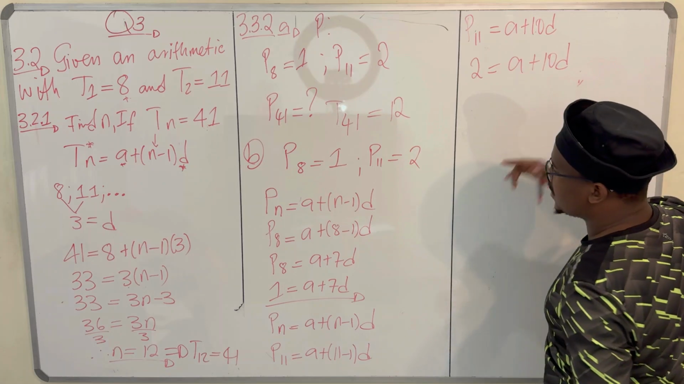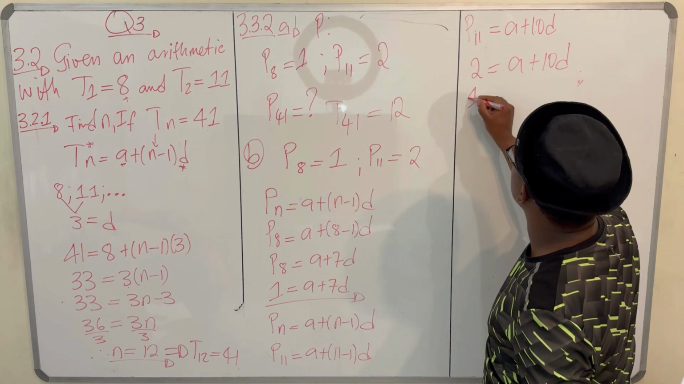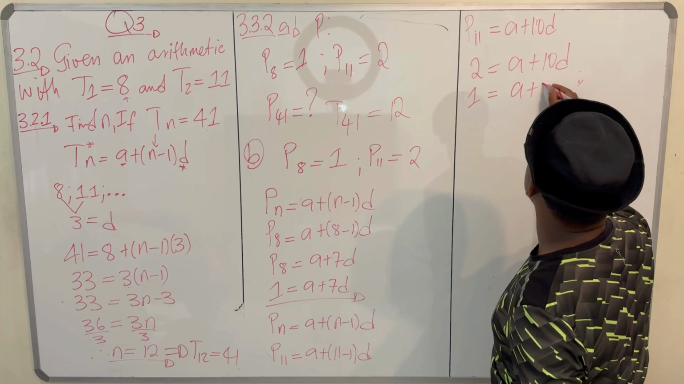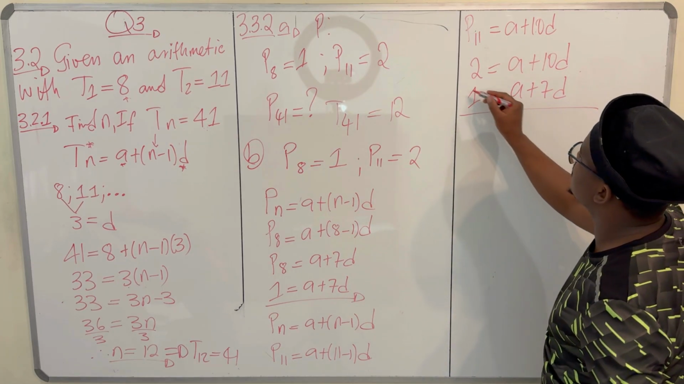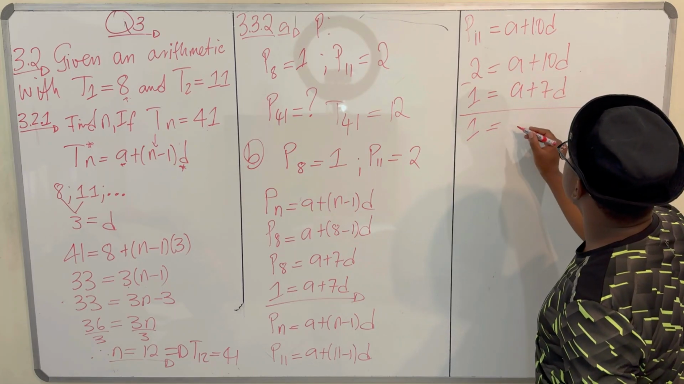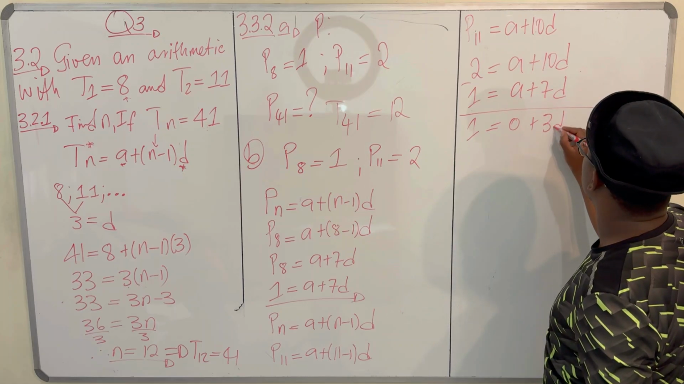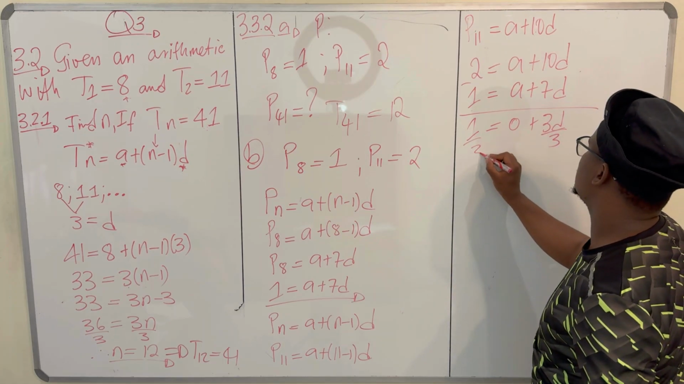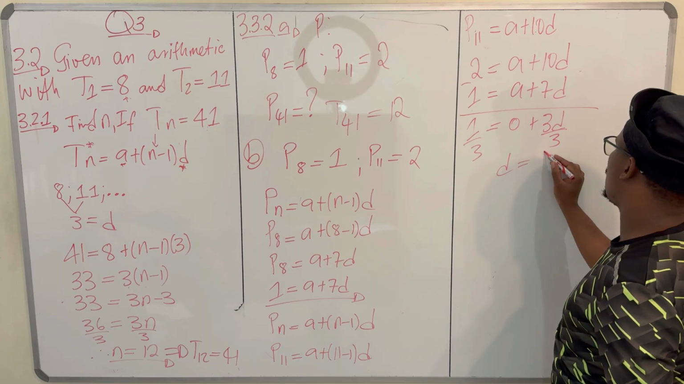What we can do is put this one underneath this one: 1 is equal to A plus 7D. Then you solve them simultaneously. I'll eliminate. 2 minus 1 is 1. A minus A is 0. And 10D minus 7D is 3D. Then divide by 3, divide by 3. We get that D is equal to 1 over 3.